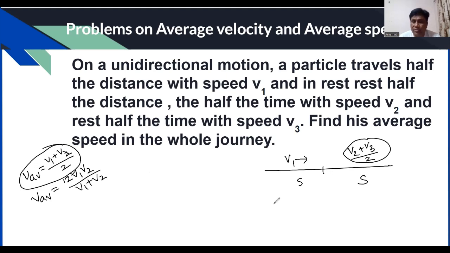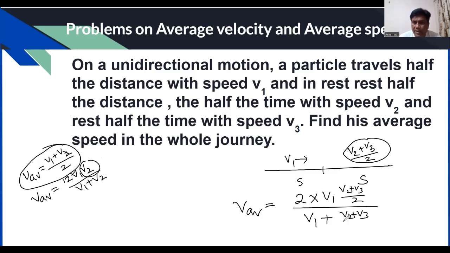Already we have understood. So it becomes an equivalent number, okay? Now the situation is, you see, half the distance with V1 and the rest half the distance with this quantity, V2 plus V3 by 2. So what will be the average? It will be 2 times V1 into V2 plus V3 by 2, divided by V1 plus V2 plus V3 by 2.